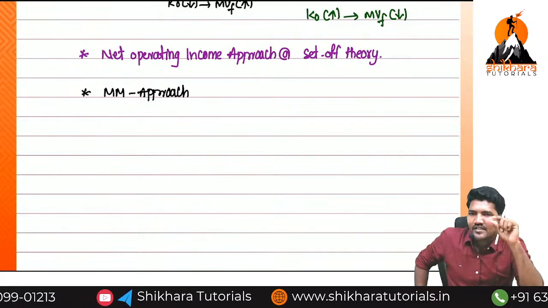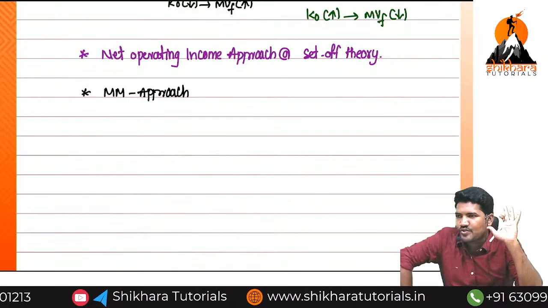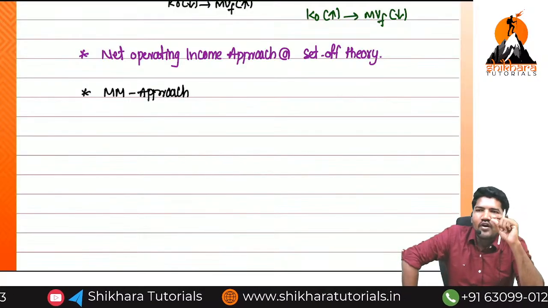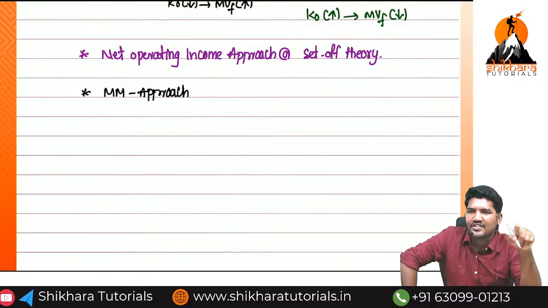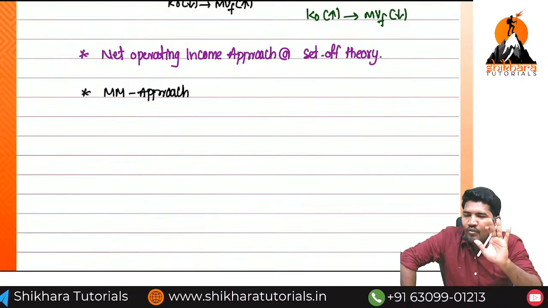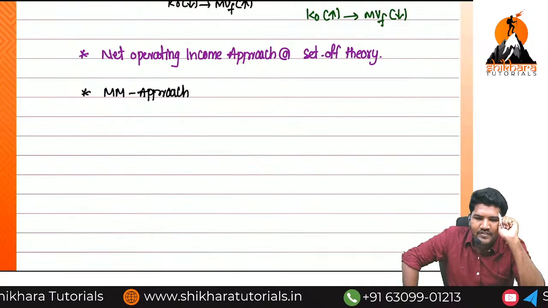So this sentence is explained by the approach. It means what you said is right. It means market value does not change due to capital structure changes. Yes, it's correct. Why? Which way did you express it?